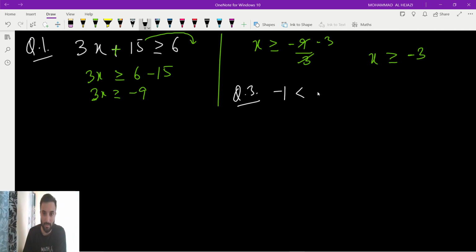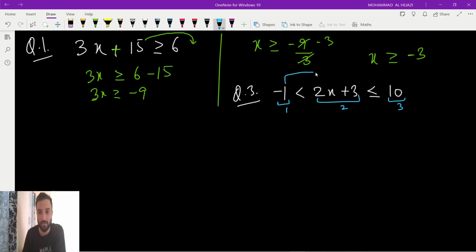Minus 1 less than 2x plus 3 lesser than equal to 10. So what we have to do? Don't change the sign. See, it is in the 3 part. First part, second part, third part, right? First part, second part, third part. Very simple thing guys.